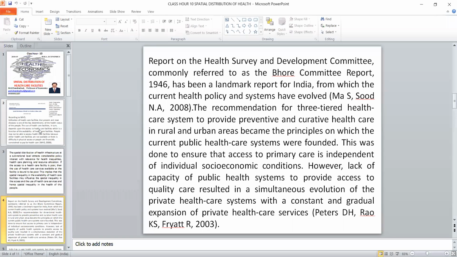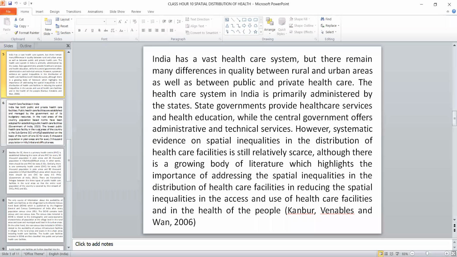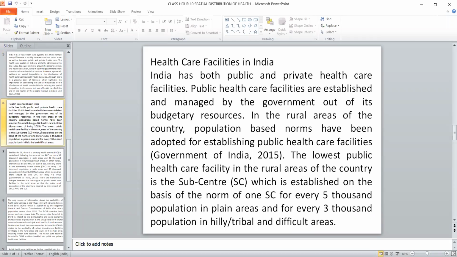This three-tier system was introduced by the Health Survey and Development Committee in 1946, famously known as the Bhore Committee report. In that system there are three different levels. The first level is sub-centers. A sub-center should serve a minimum of 5,000 population, and 3,000 for hilly or tribal areas. This is the first level.